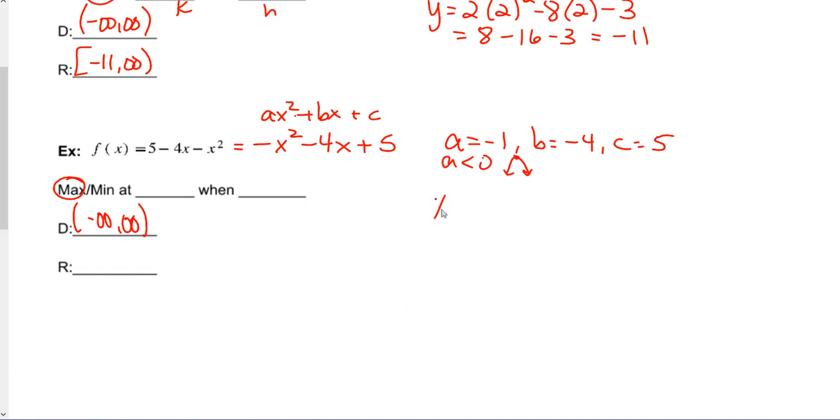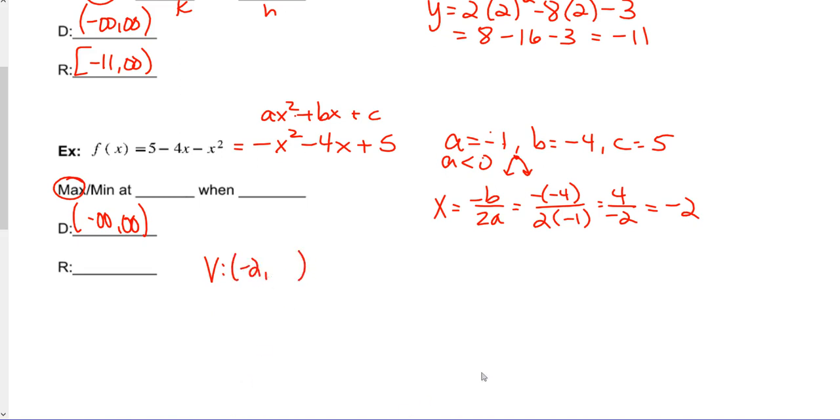Now, we need to find the vertex by doing our -b over 2a. So do the opposite of -b all over 2 times a. Top becomes a +4, bottom is a -2, therefore the vertex x value is -2. Let's now use that within my function to determine the y value. Y comes from taking the opposite of the -2 squared minus 4 times -2 plus 5. And again, I just put -2 right in here and right in here.